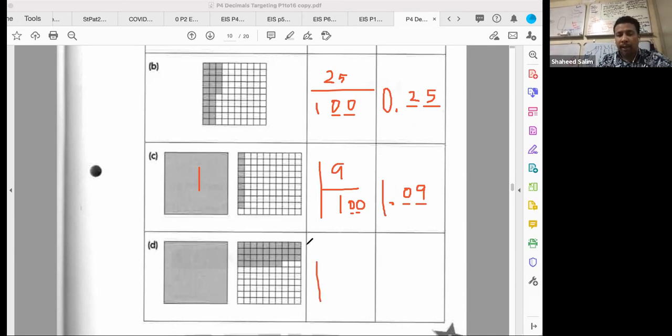Same thing, this 1 whole. And then count 10, 20, 30, 31, 32, 33, 34, 35, 36, 37. 1 and 37 over 100. Once again, if there's 2 zeros here, put 2 spaces after the dot. Write the number 37. And if there's a 1 whole, put 1 here.